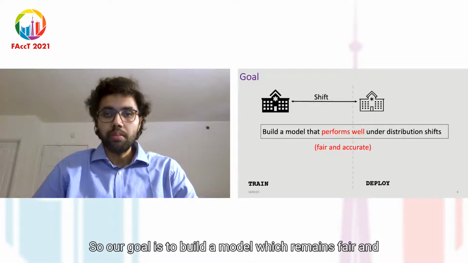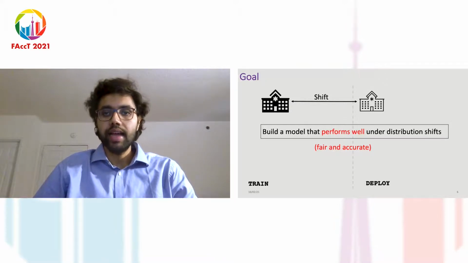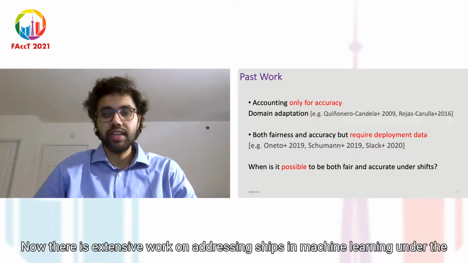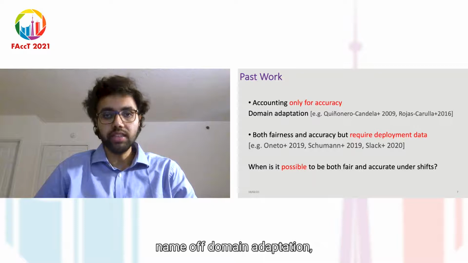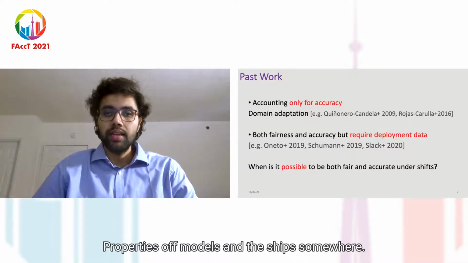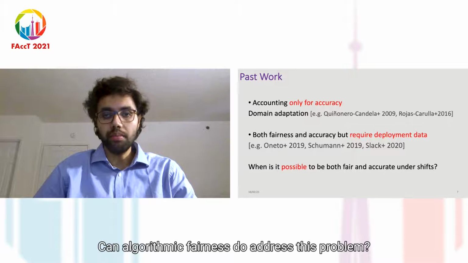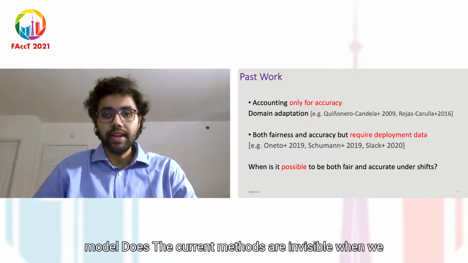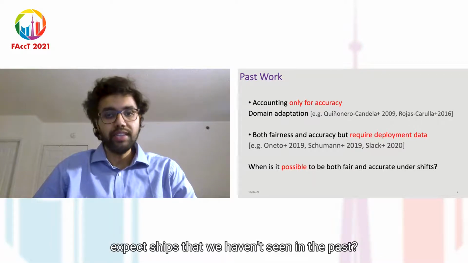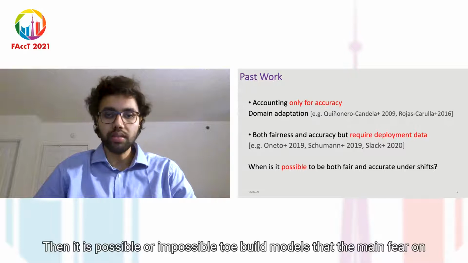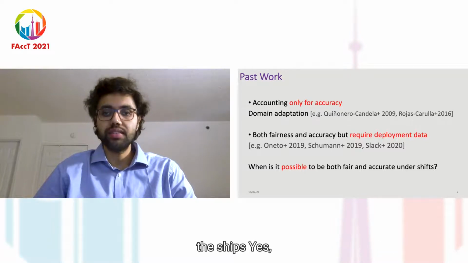So, our goal is to build a model which remains fair and accurate as the data distribution changes. Now, there is extensive work on addressing shifts in machine learning under the name of domain adaptation, but this literature does not study fairness properties of models under shifts. Some work in algorithmic fairness do address this problem. However, they require access to data from each deployment setting while building the model. Thus, the current methods are infeasible when we expect shifts that we haven't seen in the past. Also, these works do not characterize when it is possible or impossible to build models that remain fair under shifts.